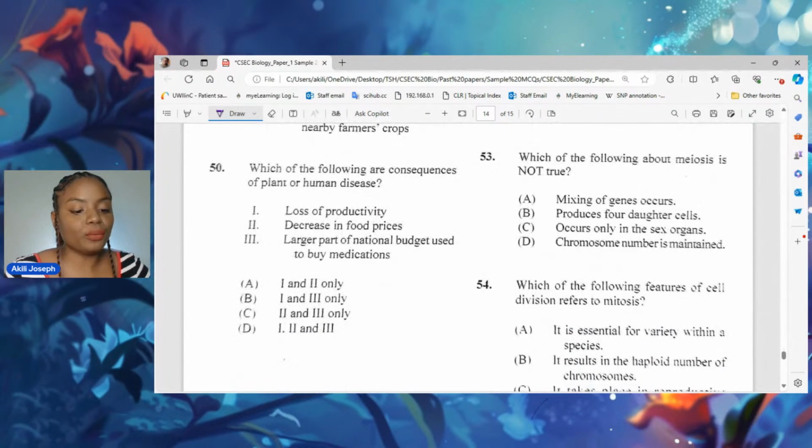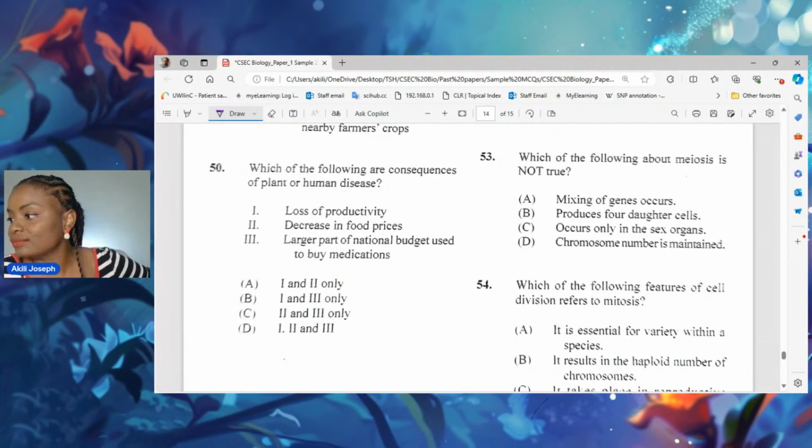50, which of the following are consequences of plant or human disease? Right? Loss of productivity, decrease in food prices, larger part of the national budget used to buy medication. So now remember, this one is either or, right?